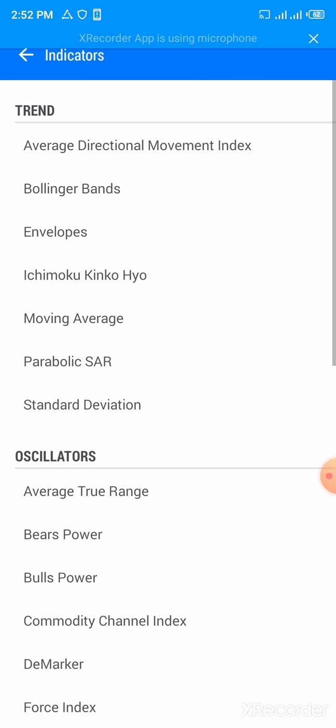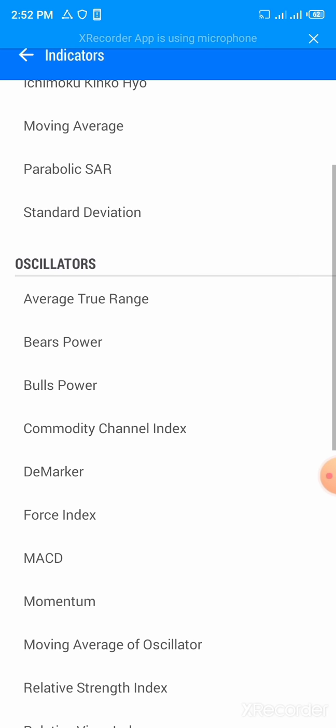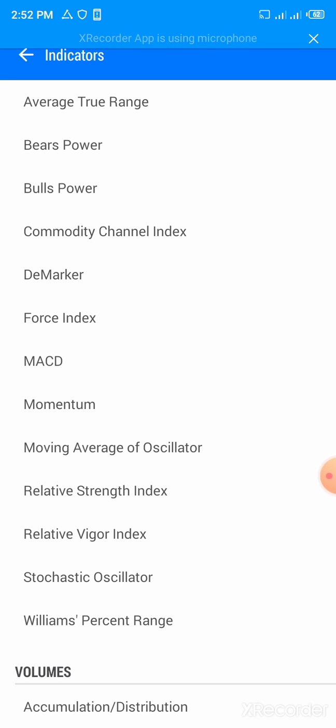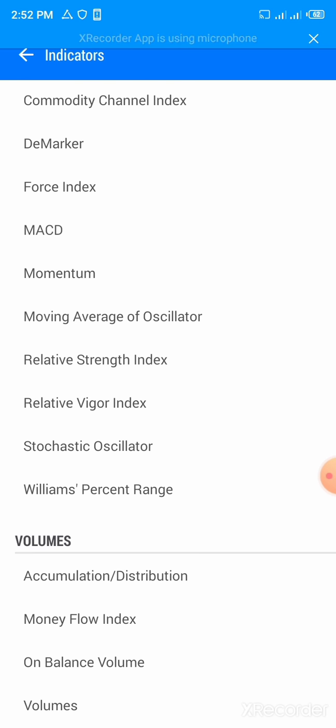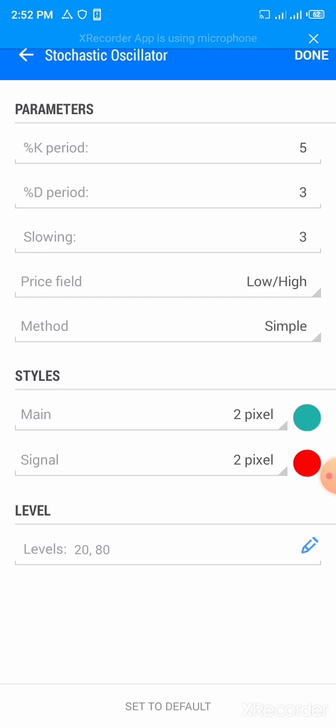Tap on this F. You see all these numbers of indicators. For today, we'll be using the stochastic oscillator. Tap on stochastic oscillator. By default, you see all this here. Now let's go to work.